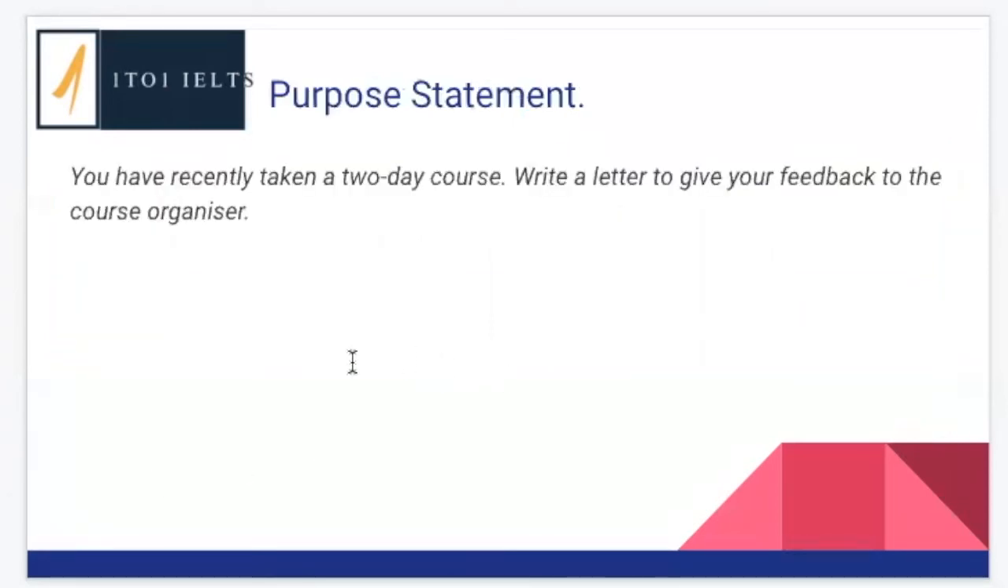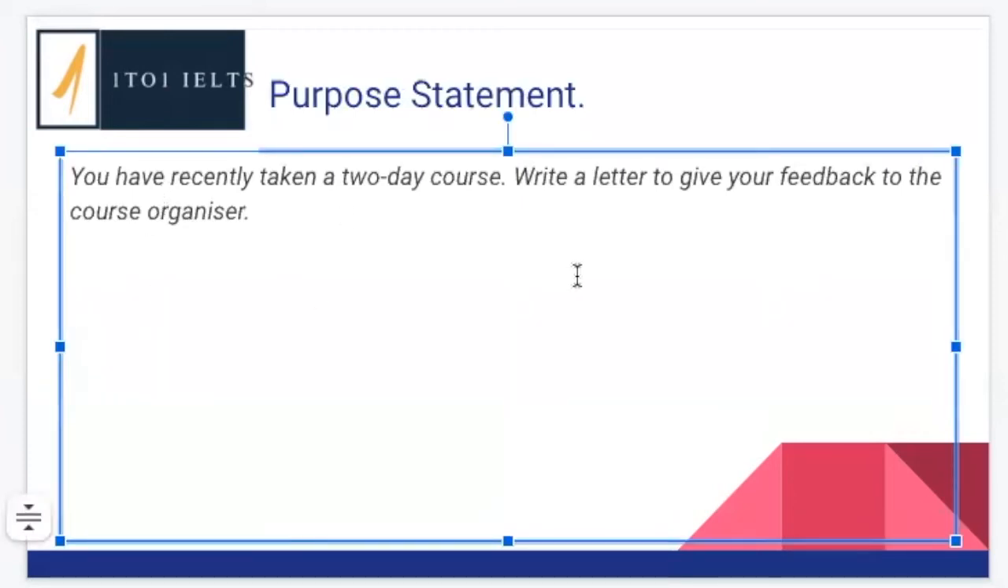So our purpose statement. We need to basically paraphrase the key information that's in the question statement. So we've got 2 sentences here. You have recently taken a 2-day course. Write a letter to give your feedback to the course organizer.